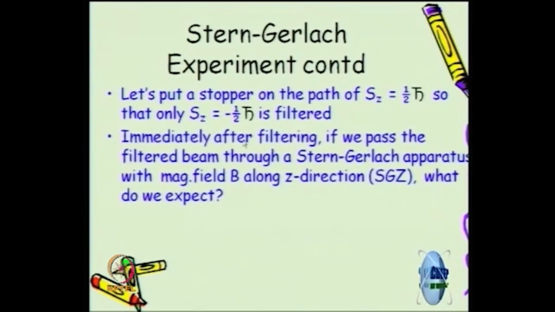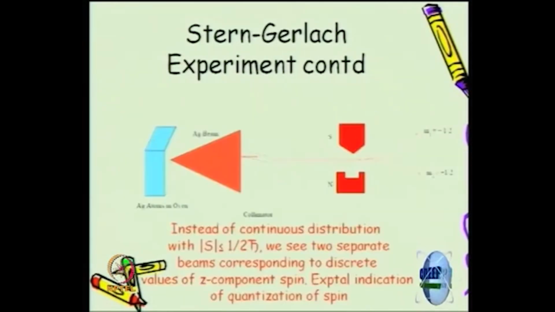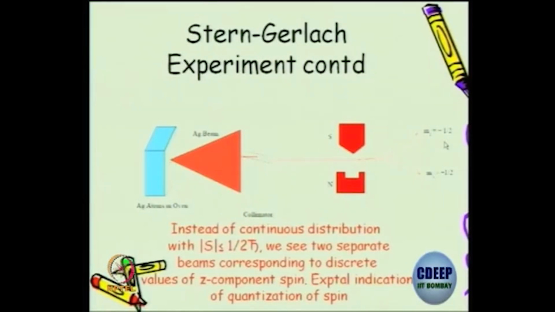So, suppose immediately after filtering, we again use the same Stern-Gerlach apparatus with the z direction magnetic field. What will you expect? Will you get two beams or one beam? Suppose I put a stopper here and stop this beam, and I take the other beam and pass it through a Stern-Gerlach apparatus similar to this. What do you expect? You will expect only the same ms equal to minus half. Why? Because there are no other components which will come in.